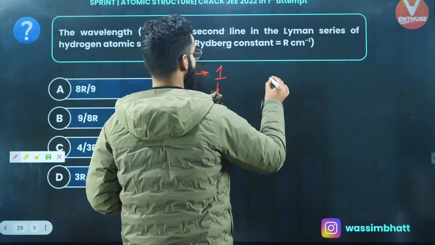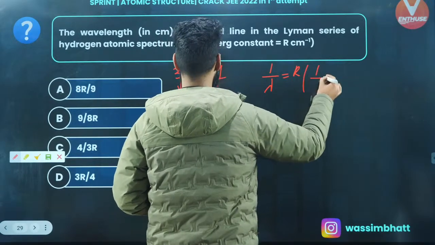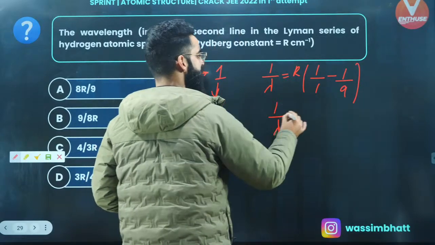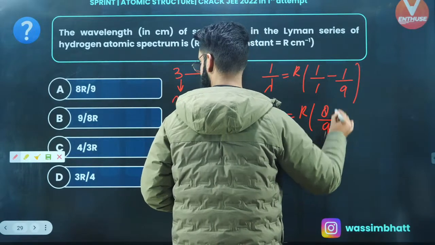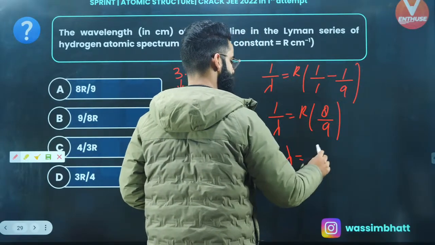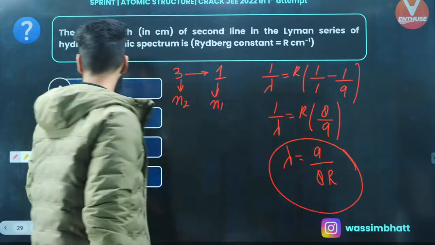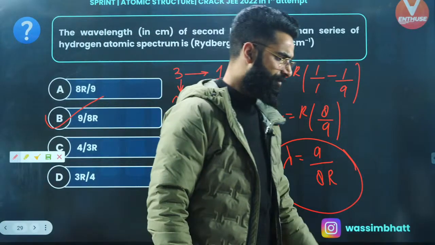What do I need to calculate? Wavelength. So 1 divided by lambda is equal to R. For hydrogen, Z is equal to 1. 1 upon n1 squared minus 1 upon n2 squared, right? So 1 divided by lambda is going to be R multiplied by 9 minus 1, that's 8, divided by 9. So lambda value from here comes out to be 9 divided by 8R. This is the value of lambda, 9 divided by 8R. So option B is the one which is correct. Yeah, very simple and basic questions, people.